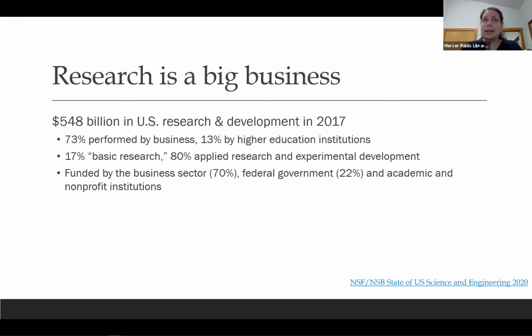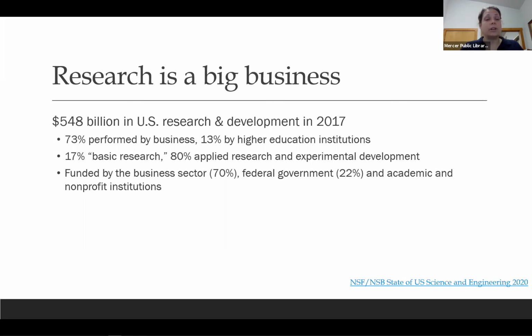Only about 17% of that was what we would consider basic research, just asking questions for the sake of better understanding the world. 80% of that would be considered applied research or experimental development, and it is largely funded by the business sector. So we have this impression that research is funded by universities or by the government, and it's really not. It's funded by the business sector.